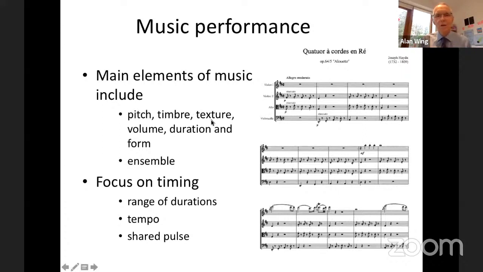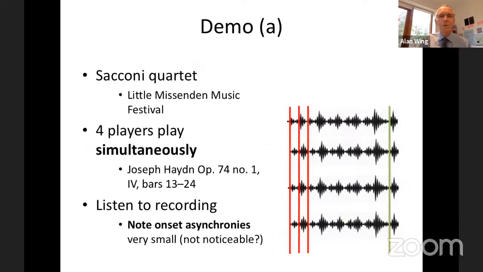So in music performance, the main elements of music, which everybody will be familiar with, are pitch, timbre, and texture, volume, duration, and form. And all these taken together with cooperation between the four players, for example, in a quartet as shown on the right by Haydn, we have that sense of ensemble, them playing together, of listening to each other and adjusting to each other. And today what I'm going to do is focus on timing and look at the range of durations and the intervals between note onsets that players make as they make tempo adjustments, both voluntary and perhaps involuntary, as they work towards sharing a pulse in the music.